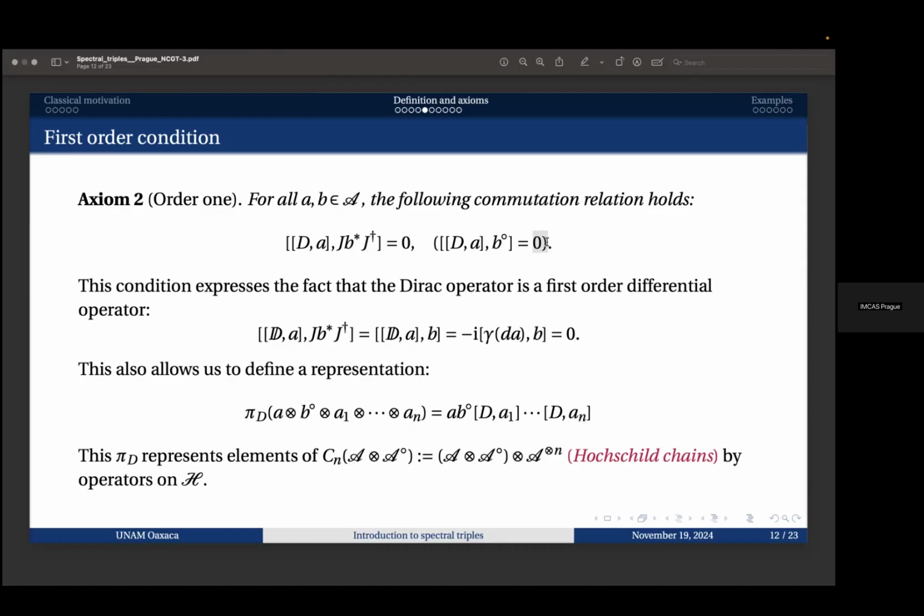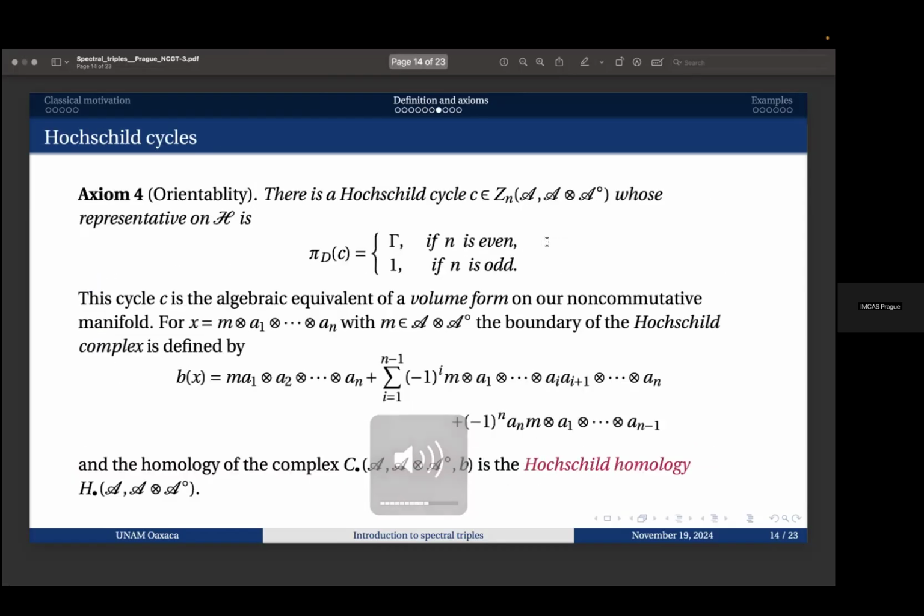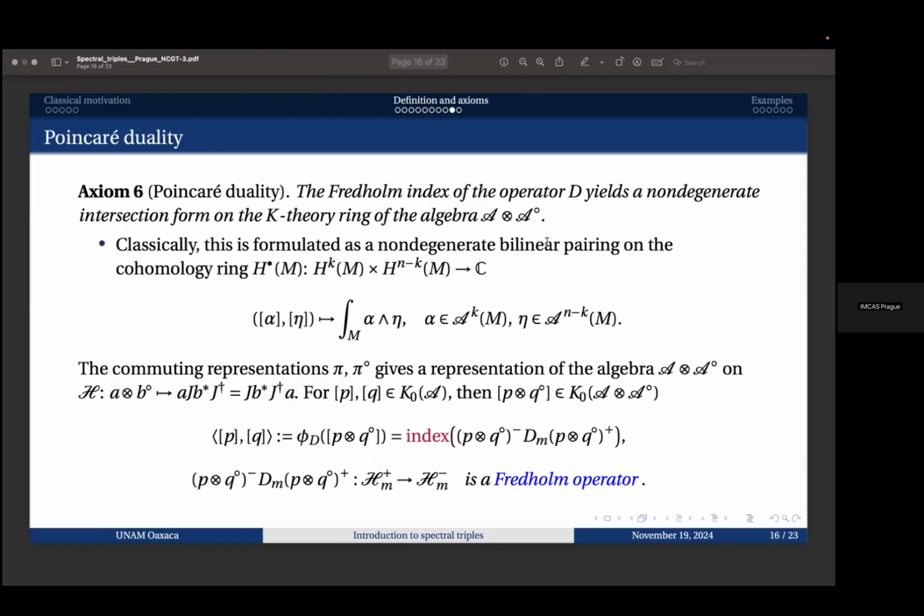Maybe a small technical question. In axiom 6, I guess, Poincare duality, you speak of the K-theory ring of this algebra, A tensor A opposite. But usually for a C-star algebra, K-theory is just a group, right? So where does the ring structure come from in this case?